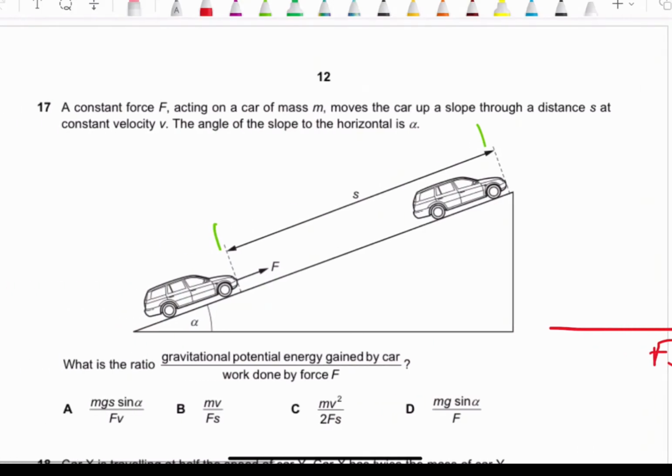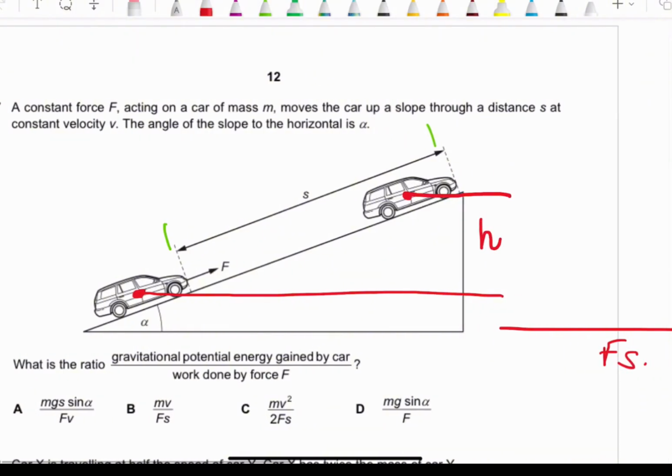Okay, but considering the gravitational potential energy gained by the car itself, let's consider the center of mass of the car. Initially, this is where the center of mass of the car was. If we were to move it here, it's now at this particular position, so it has actually gained height from this point. This is the height, h, that we're talking about. But this is still the same.